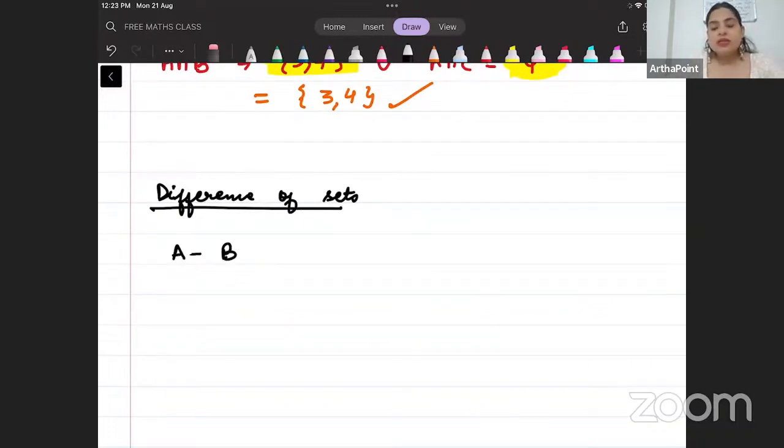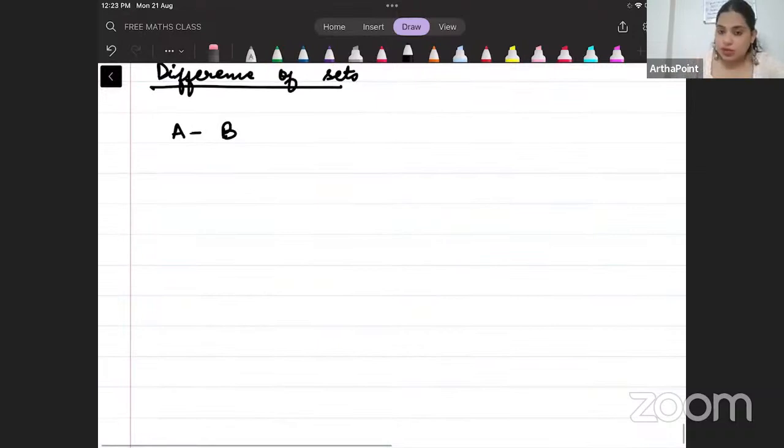Now we go ahead and we say A minus B. A minus B means what? A minus B means those elements which are there in A but not in B. For B's elements, you have to remove the elements of B. That is A minus B.